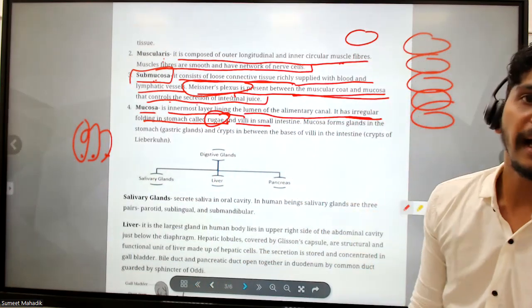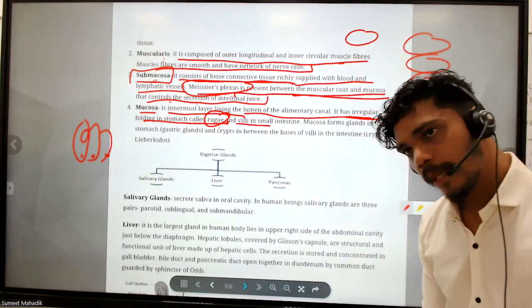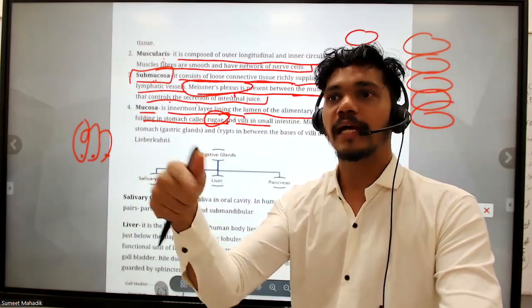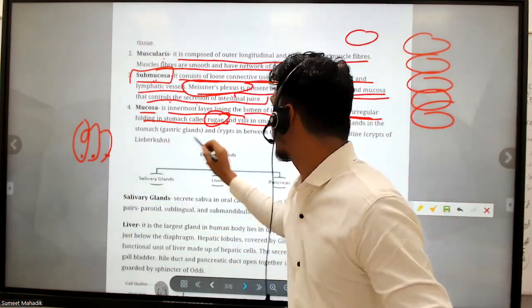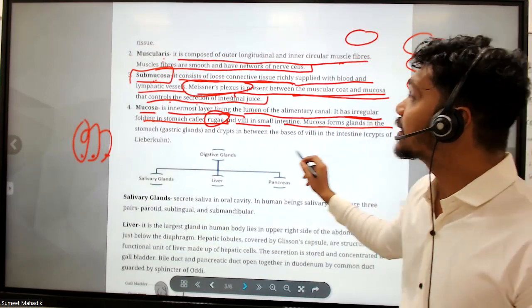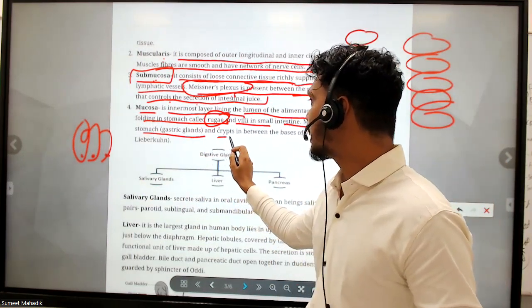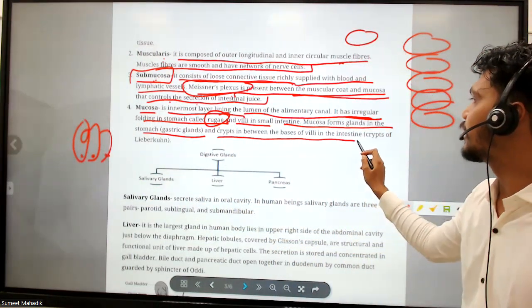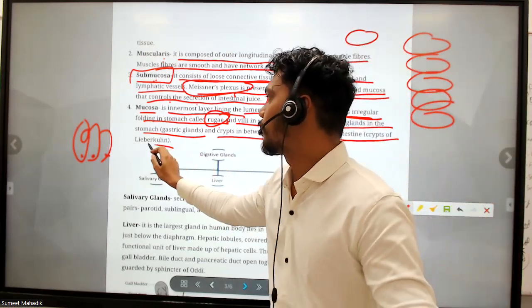And villi. What are villi? They increase the surface area for more absorption. Okay. Mucosa forms the glands in the stomach, that is gastric glands, and crypts in between the bases of the villi, the intestinal crypts of Lieberkühn.